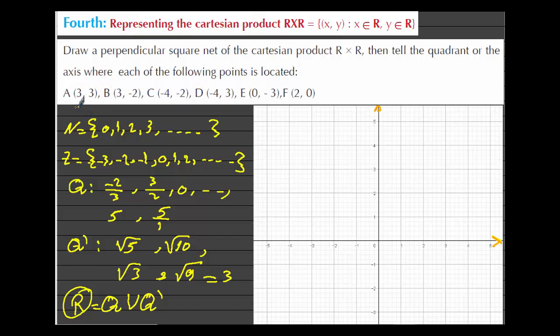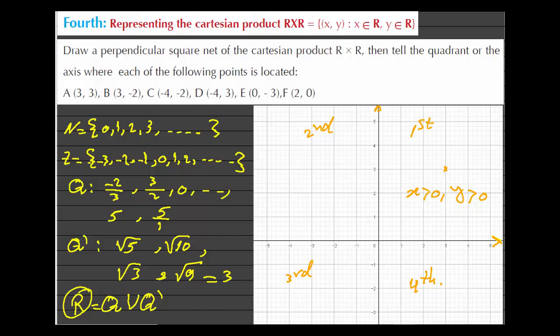The point A of coordinates 3 and 3 lies in the first quadrant. Here we have first quadrant, here we have second, third quadrant, fourth quadrant. Here, always we have x is greater than 0 and y is greater than 0. I mean x is positive and also y is positive.